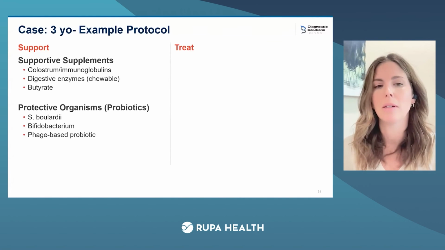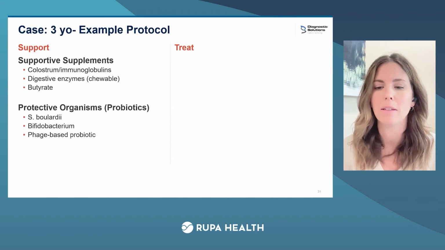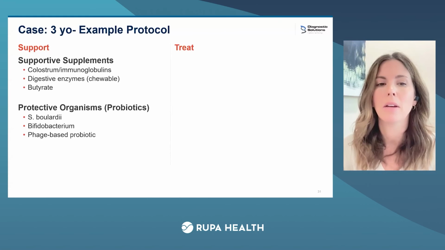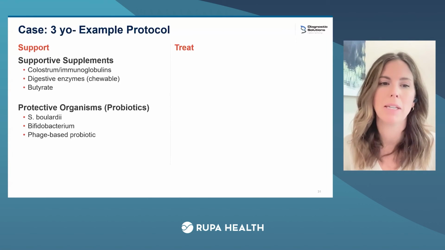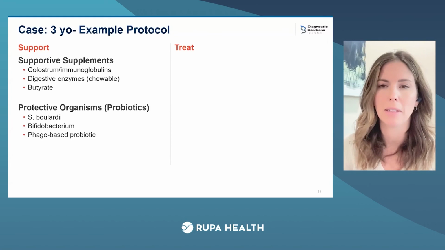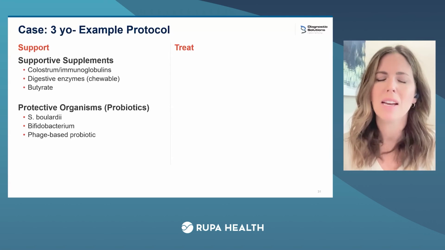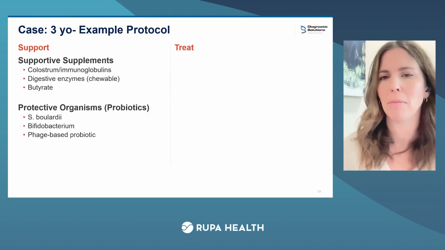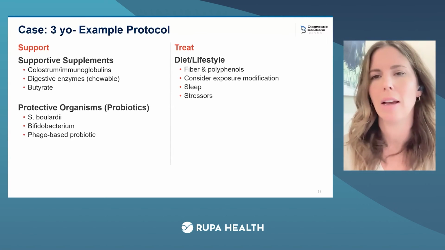You could also consider, if the E. coli and the Salmonella were more persistent, or if we retested and they were still there, specific phage-based probiotics here that can target specifically E. coli or specifically Salmonella. And in the first round of treatment, I probably would not, unless they had a significant history with those organisms.